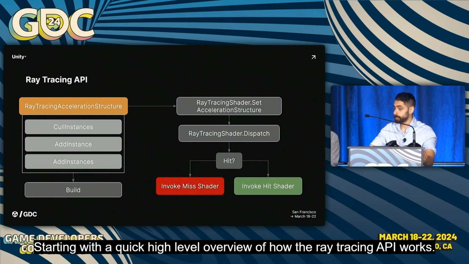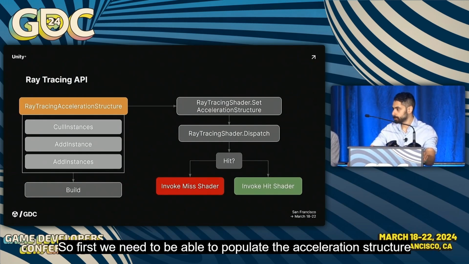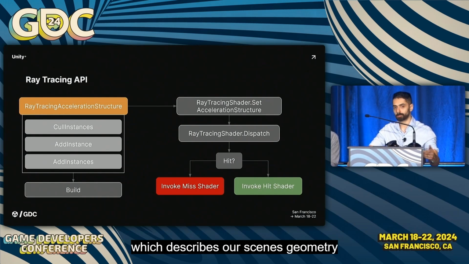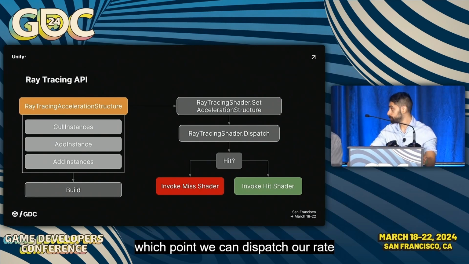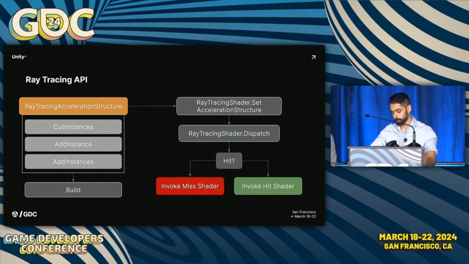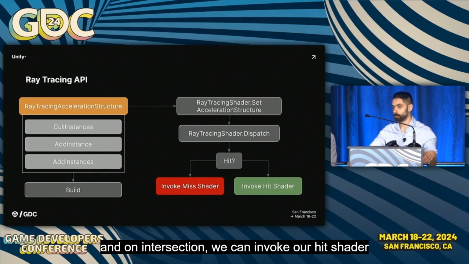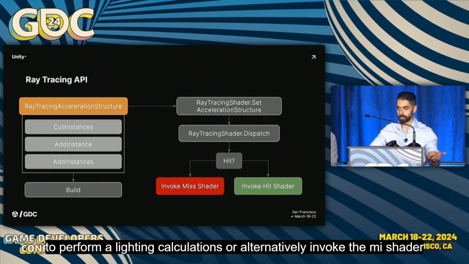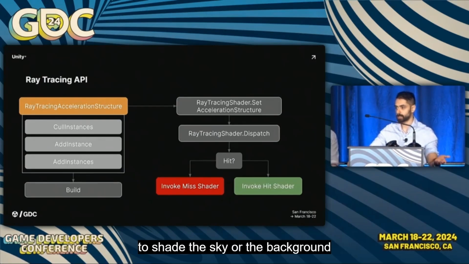So starting with a quick high-level overview of how the ray tracing API works. First, we need to be able to populate the acceleration structure, which describes our scene's geometry, and build it on the GPU. At which point we can dispatch our ray generation shader to traverse the acceleration structure. And on intersection, we can invoke our hit shader to perform our lighting calculations, or alternatively, invoke the miss shader to shade the sky or the background.